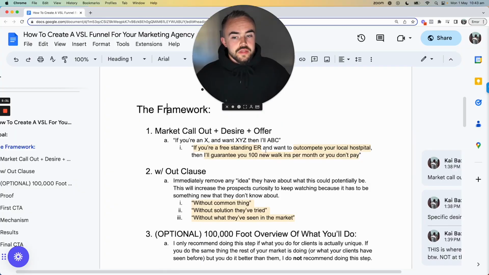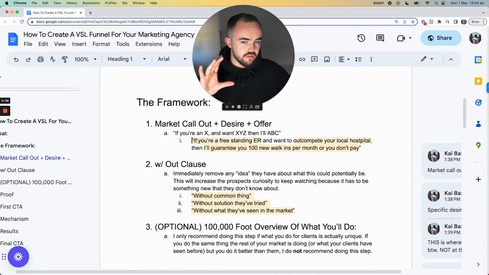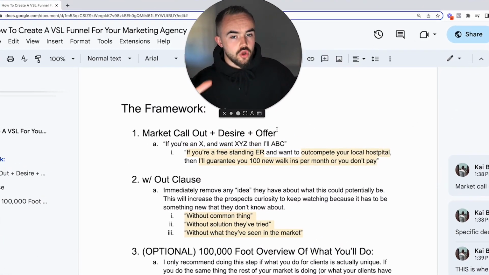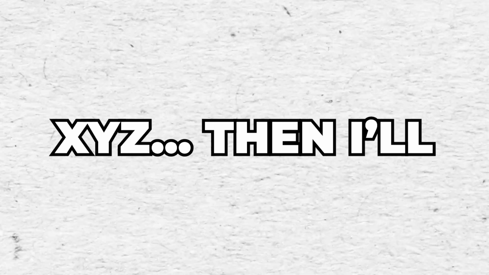The framework. All right. There's really an 8-part section to it, and I've broken down each section. I've also given you exact word for words to write. So you want to always start with the market call out, desire, and the offer. So essentially that sounds like a lot, but it's really not. It's just like a one-liner, right? It's basically, if you're an X and want XYZ, then I'll insert offer, basically.